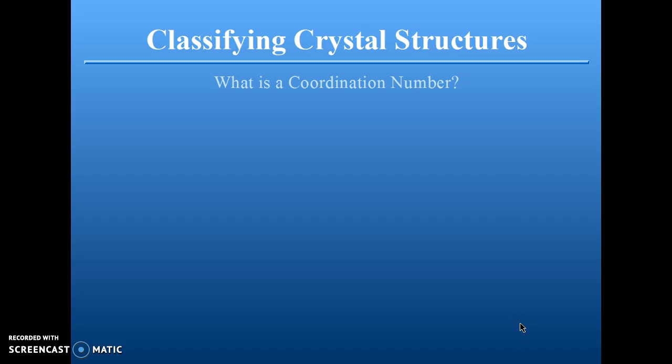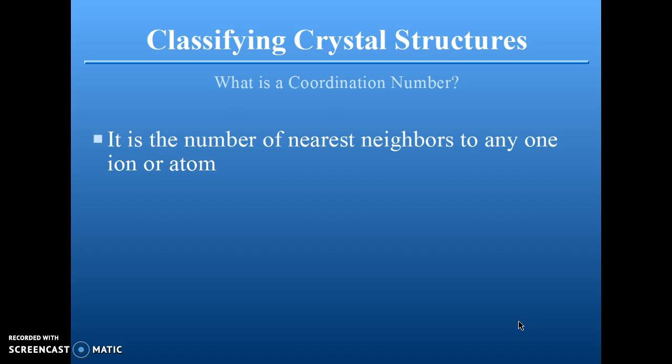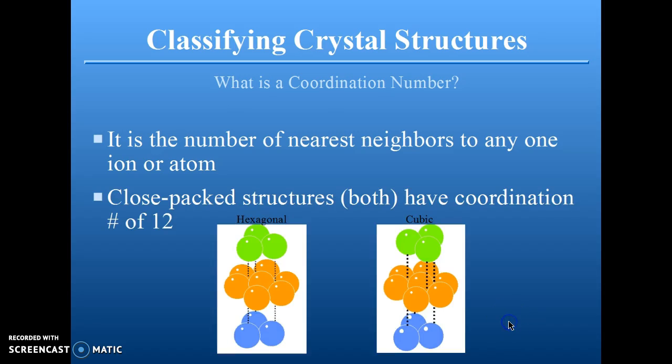Now the other issue is coordination number. This does not come up on the AP test, but it's something you should be familiar with. The coordination number is the number of nearest neighbors to any one ion or atom. In close packed structures, both have coordination numbers of 12. Each of these atoms has 12 nearest neighbors. It's probably easiest to consider the one right in the middle of this middle layer to see that it actually touches 12 atoms, 3 up here, 3 down here, and 6 around the center layer.